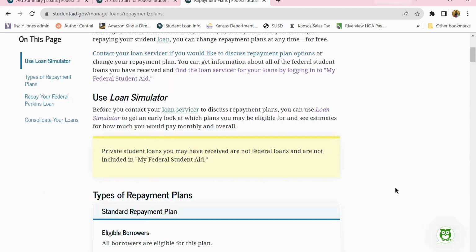The loan simulator really just helps you to try and pinpoint what payment is going to fit your financial situation best. That is what the loan simulator is. I don't like it because if you aren't using real numbers, it's garbage in, garbage out. So it doesn't really benefit you unless you know exactly what your numbers are. So if you're going to use it, be sure you use real numbers.